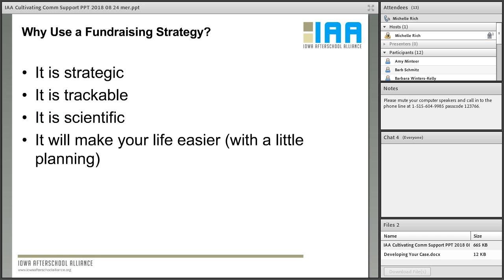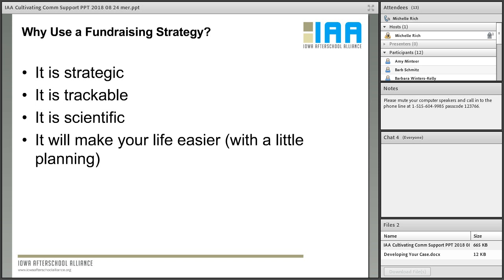So why use a fundraising strategy instead of just a community partnership strategy? Well, first off, it's strategic. So it can help you plan out a roadmap for your vision for community partnerships. Second, it's trackable. So in your strategy, you will develop goals and objectives that help you identify benchmarks for your fundraising, as well as measures of performance for your fundraising strategy. So that will all be identifiable and trackable.